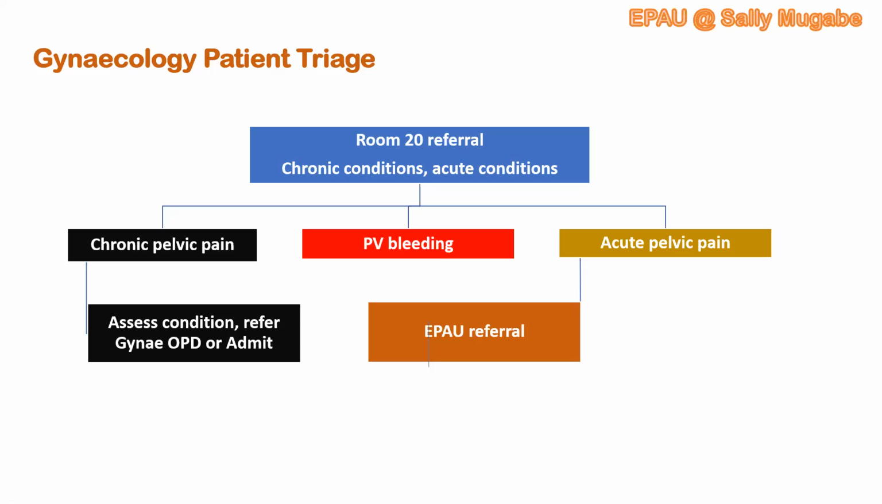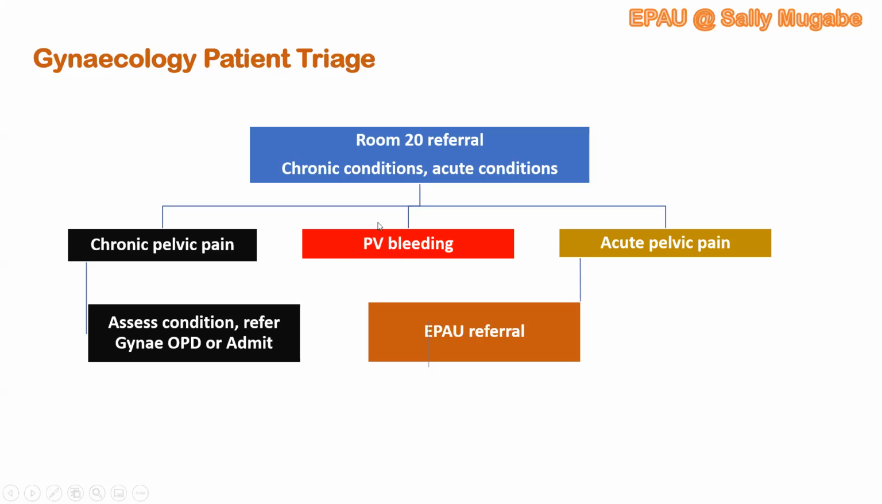I'm happy that the clinics are returning. So they will be referred to one of these routes: either admission, if their condition is critical. If it is not critical, then they will be referred to the gynecological outpatient department for their next review. Then we have patients who are bleeding, PV bleeding.